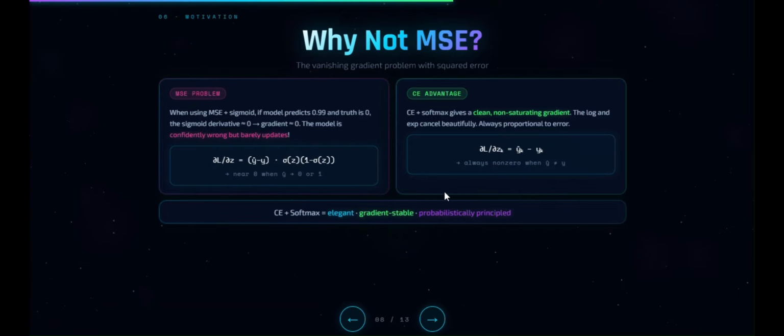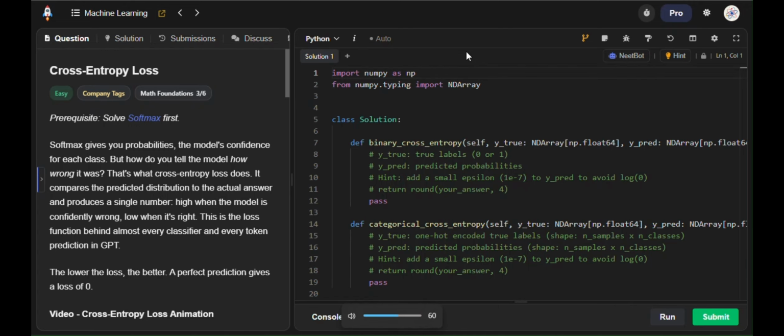So, simply put, this creates stable learning and much faster convergence. Now let's implement this in Python code. Let's begin with the implementation of cross-entropy loss. We'll be implementing both kinds of cross-entropy, which are binary and categorical. Let's begin with the binary cross-entropy loss.